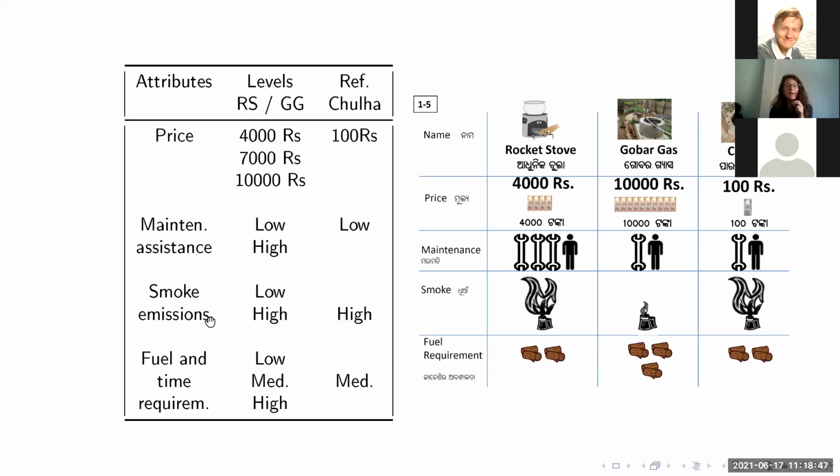So we combined these levels in a K-efficient framework. It came up with 25 total choice cards, which we divided into 5 blocks. So households were then randomly assigned to each of these 5 blocks, and each household answered 5 of these discrete choice questions. So they saw 5 different cards, and in each card they had to decide which stove they preferred, given the attributes provided.